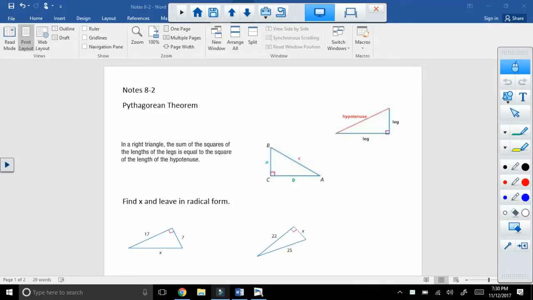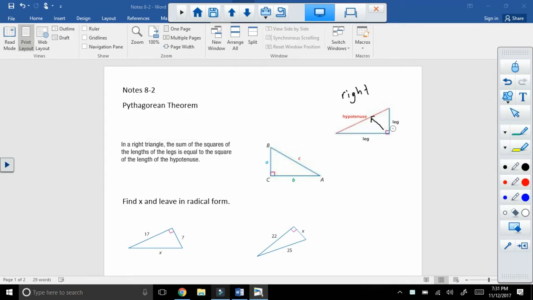Hi class, today we're going to be having a more in-depth look at the Pythagorean theorem. It's been something we've been using all year in algebra, but today we're going to go a little more in depth with it. So just a quick review, when we're talking about the Pythagorean theorem, we're only talking about right triangles, and those triangles have two legs and one hypotenuse.